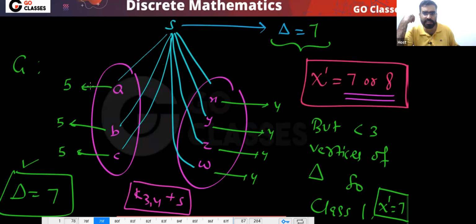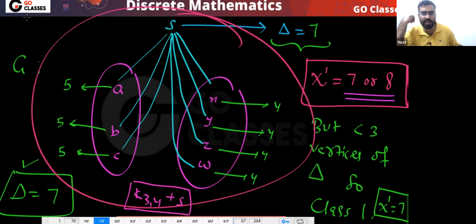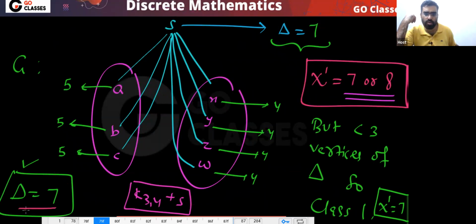You know, maximum degree is 7 for this graph. For this graph, maximum degree is 7. Okay, so answer will be 7 or 8. But how to find out whether 7 or 8? So this thing is actually not easy.